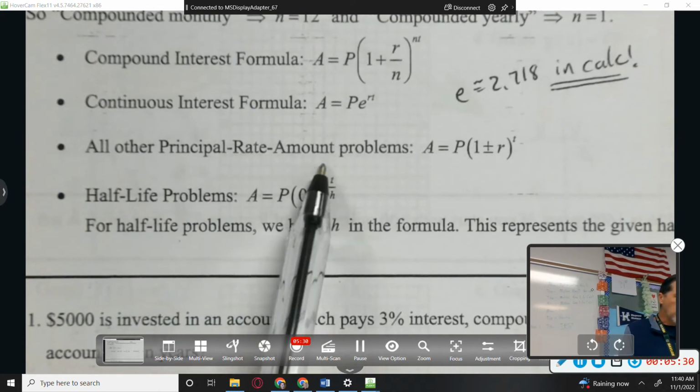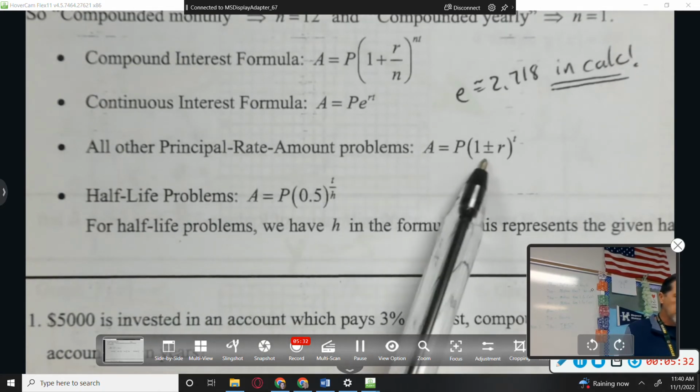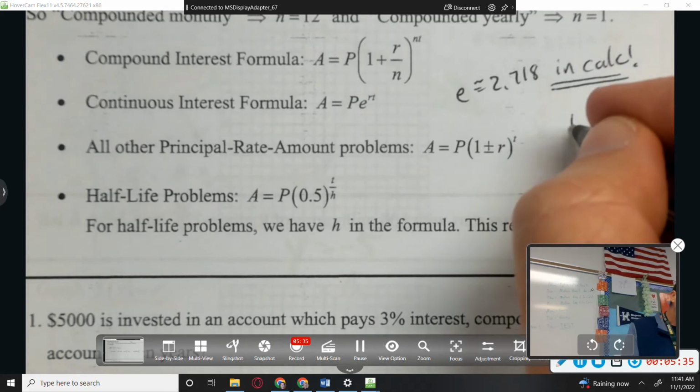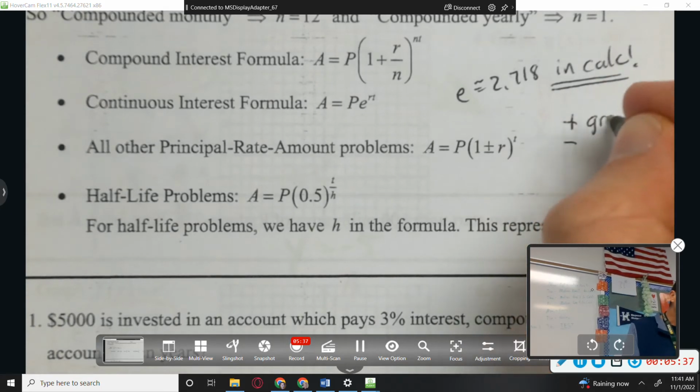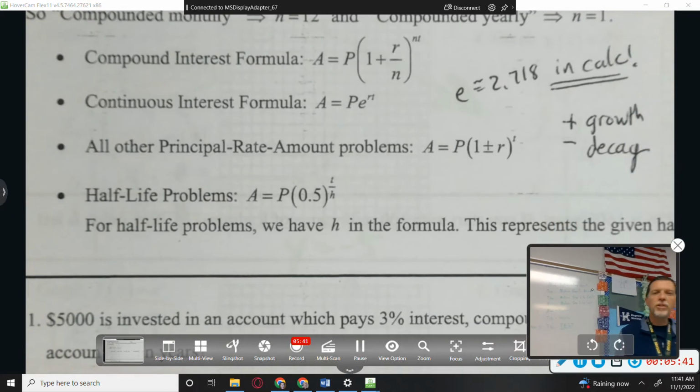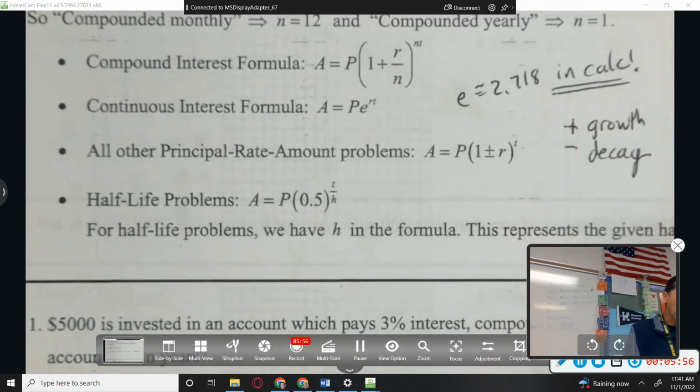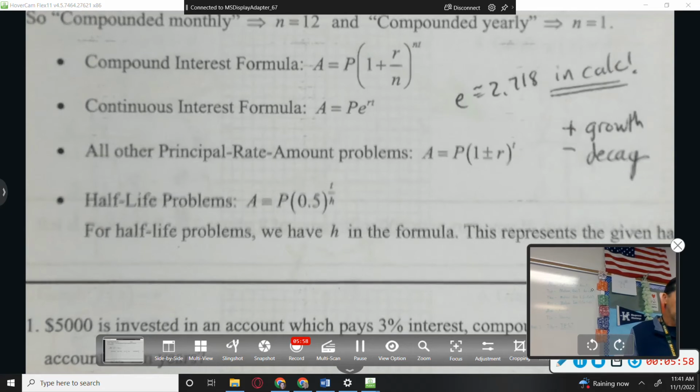All other principal rate amount problems, you'll use this formula. And they'll usually say something like growth or decay. And so you don't use the plus and the minus. You pick the one that fits the problem. And so you just have to read the population grows, or the value declines, or the population declines. So you just got to read the problem, and if it's growing, then use the plus. If something's shrinking, use the minus.